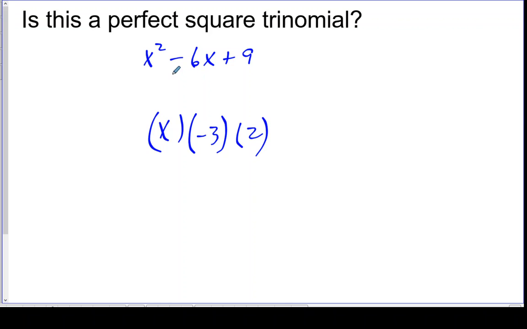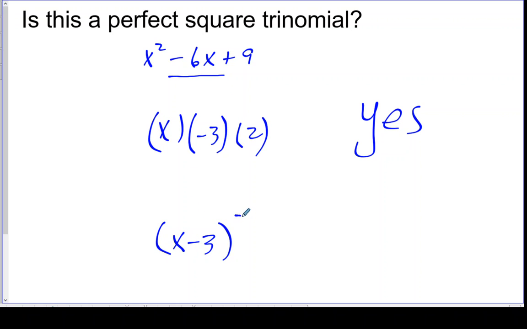Negative 6 times x gives you the negative 6x in the middle. So yes, this would be a perfect square trinomial. And the factorization of that, we easily know then, is going to be this term, the square root of x squared. And now since this is negative, it's going to be minus the square root of 9, which is 3. And if you square x minus 3, you will get x squared minus 6x plus 9.